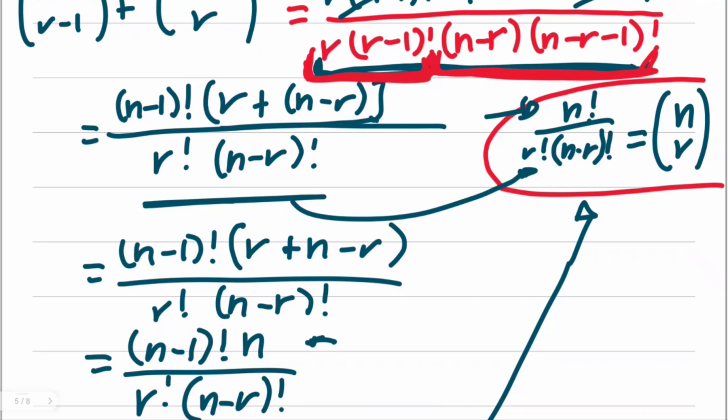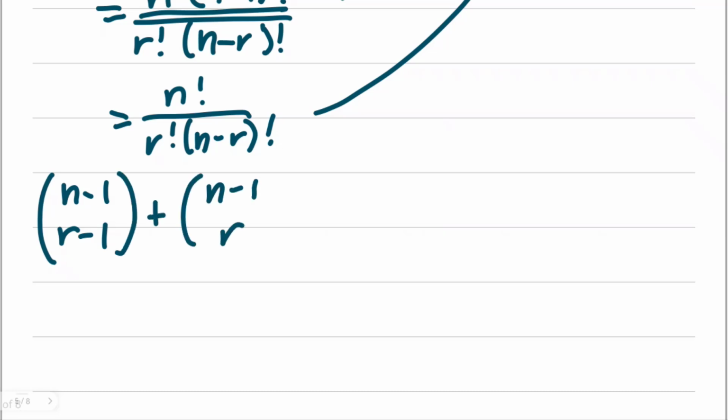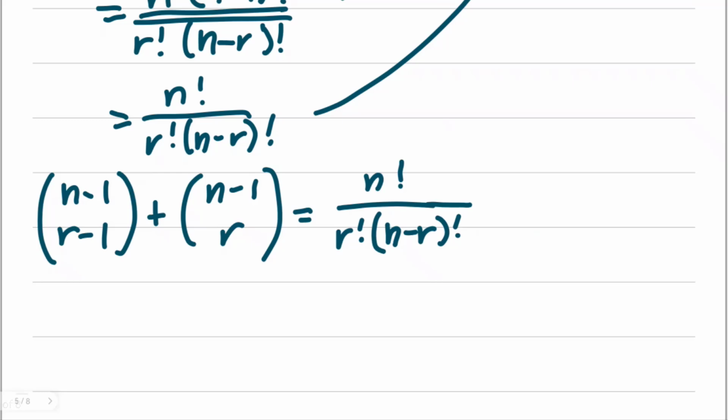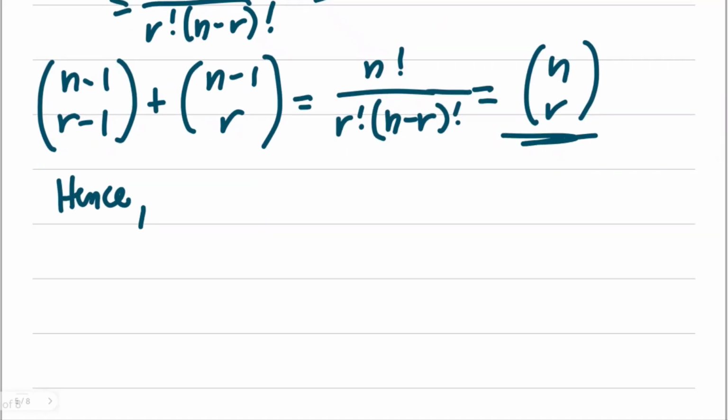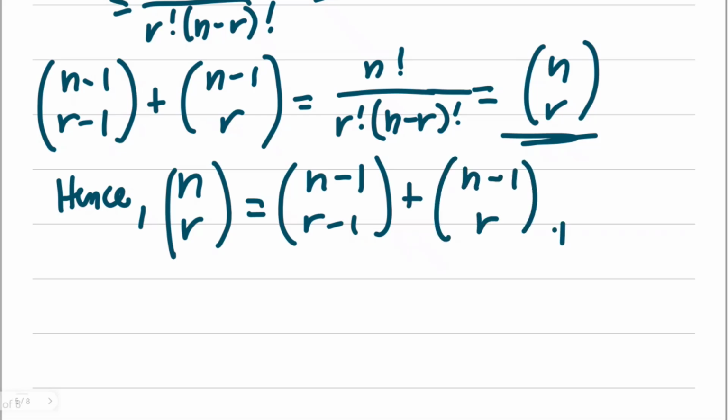Okay? So just to finish this, we know again this is actually n minus 1 combination r minus 1 plus n minus 1 combination r equal to n factorial over r factorial times n minus r factorial, which is equal to the combination n combination r. Hence, you simply finish it here. We can use symmetric property. N combination r is equal to n minus 1 combination r minus 1 plus n minus 1 combination r. So we are done with the proof for the Pascal's identity.